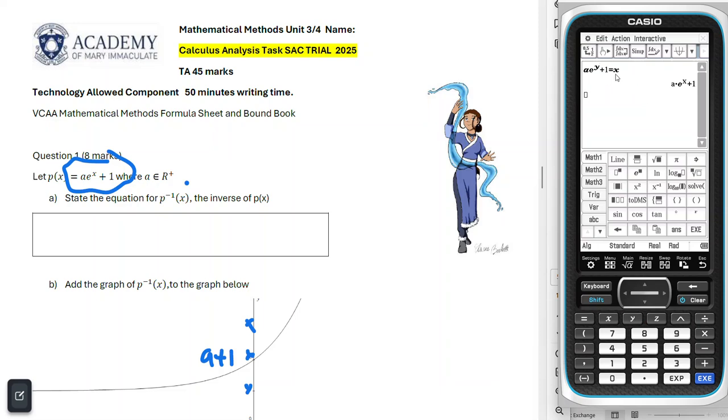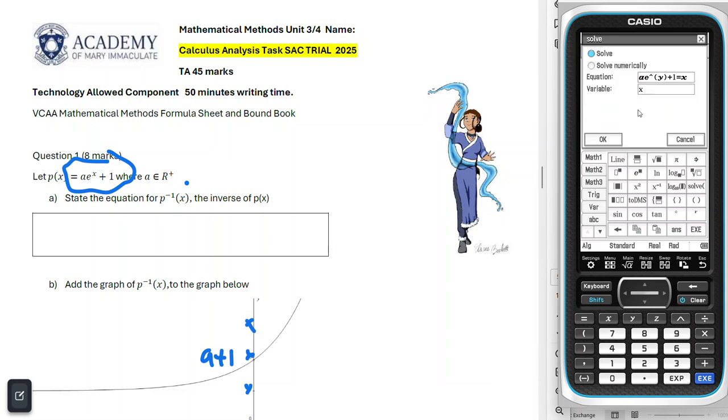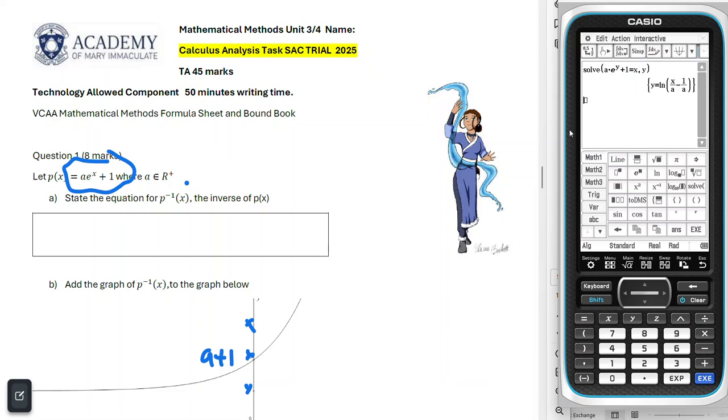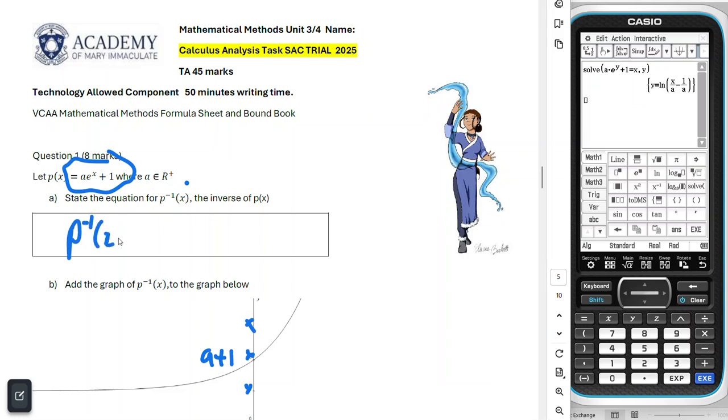So that's replacing X with Y, and go into bracket advanced solve for Y. So it will give me the form of Y equals, which means that I have the negative 1 of X should equal log base E of X on A minus 1 on A. That could have been combined together.